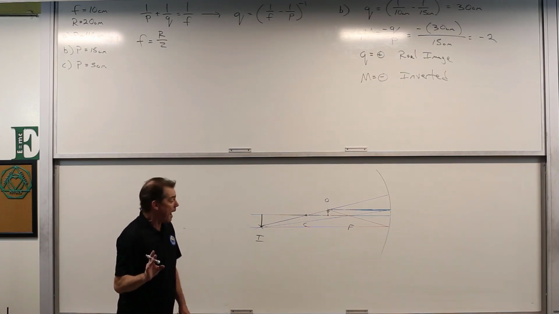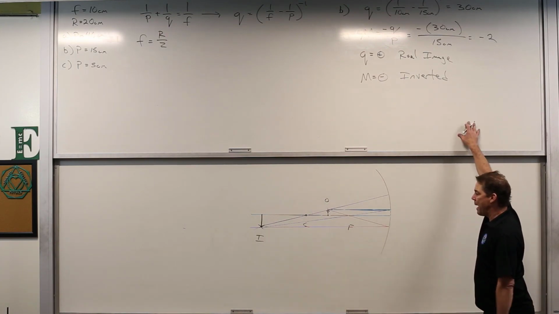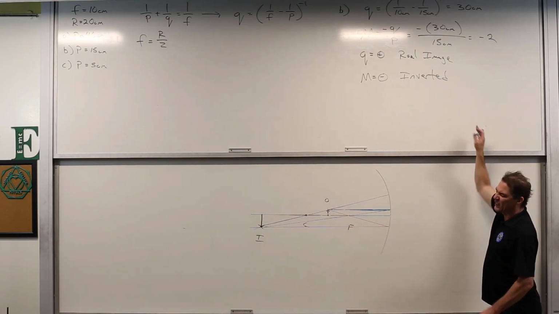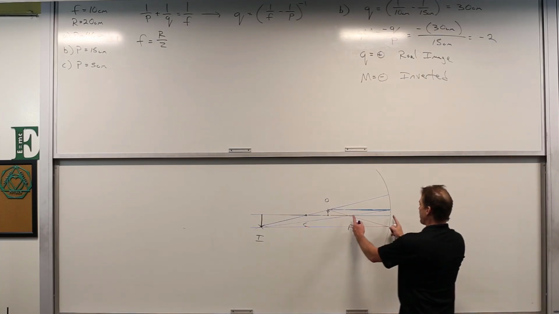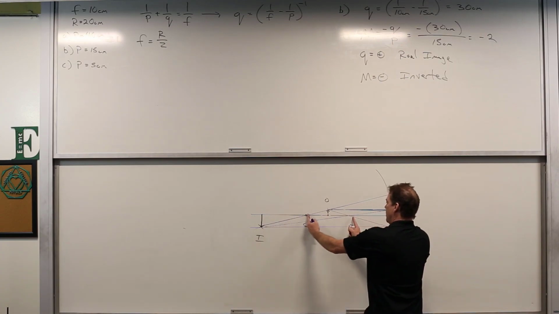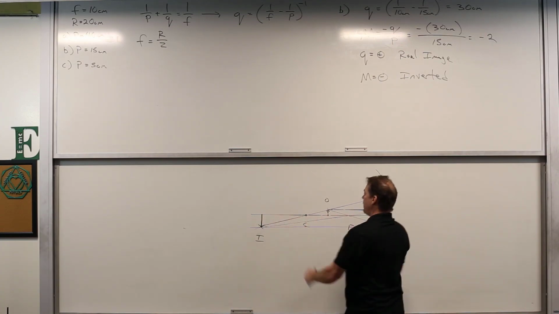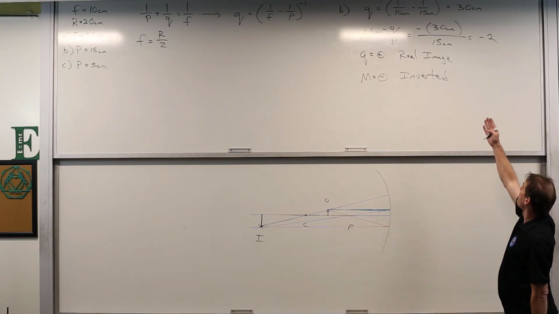What we get, however, is a good representation of what the mathematics said before. It said that the image would be 30 centimeters away from the mirror. Well, this is 10, that's 20. Hey, that looks like about 30, huh? 10, 20, 30, that's good. Check that off, it's inverted.